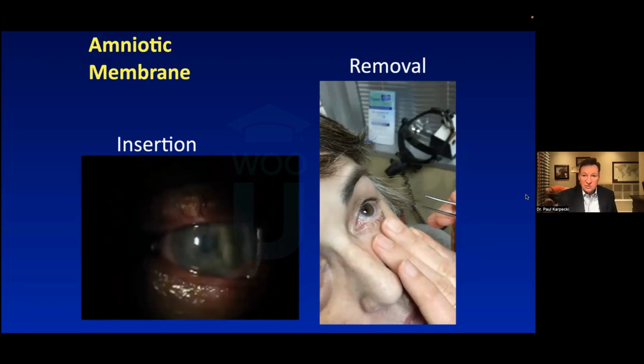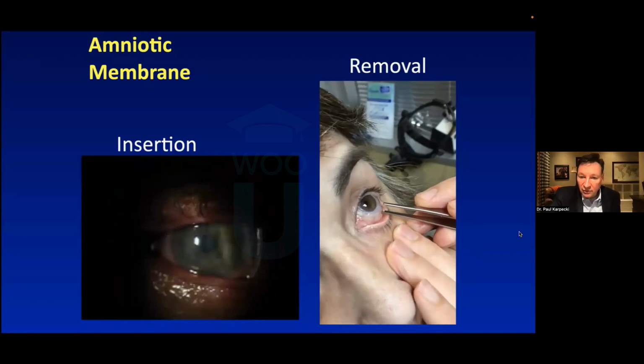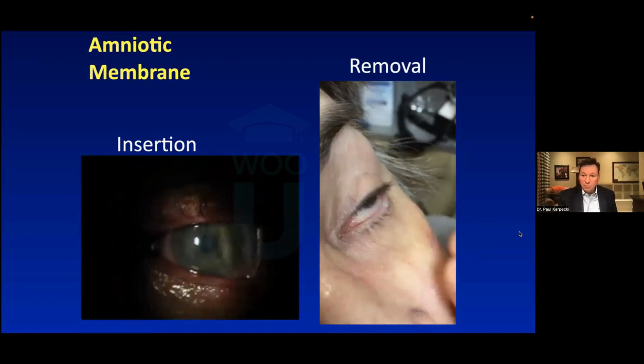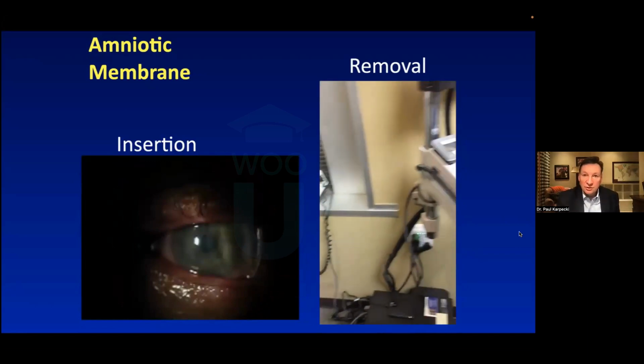And removal is easy too. You have the patient look up. Oops, I didn't want volume there. You do that. You just grab the right forceps to grab the bottom of it and pull it out. So it's nothing any one of us here couldn't do.